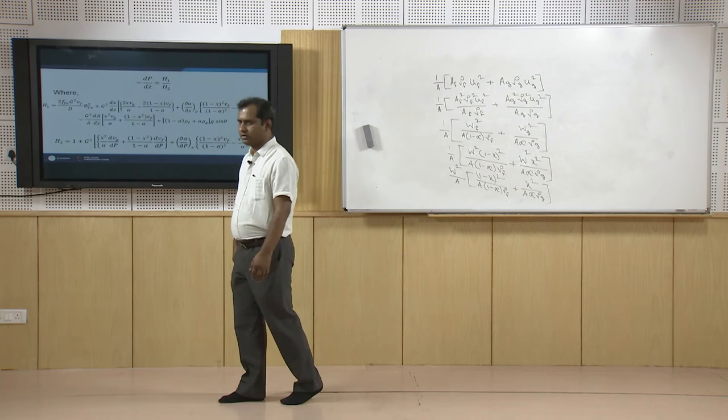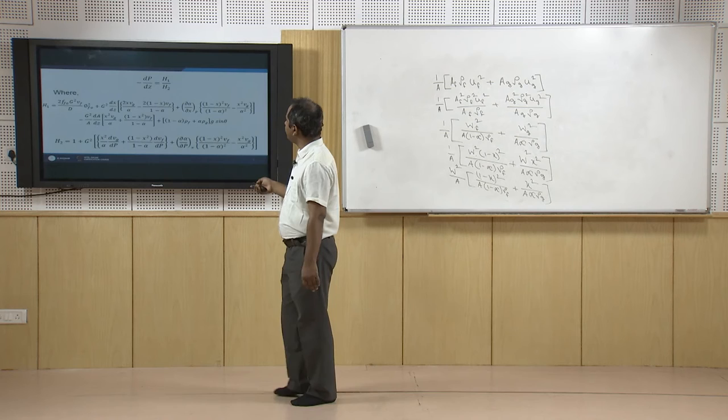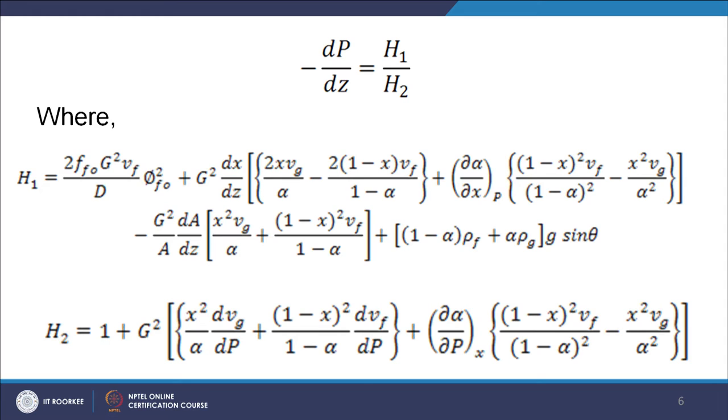Okay. Then here you see the last term is due to the buoyancy part, 1 minus alpha into rho f plus alpha into rho g into g sin theta. So, this term I have already shown you over here, 1 minus alpha into rho f plus alpha into rho g into g sin theta. Now, the rest of the terms whatever we are seeing over here, these are actually coming from your acceleration part.